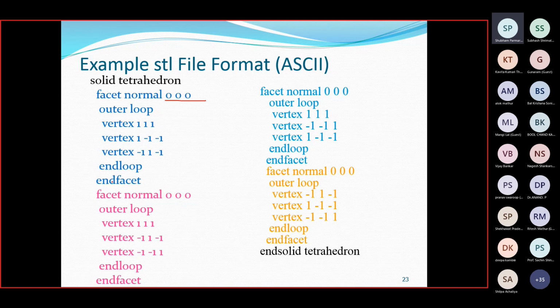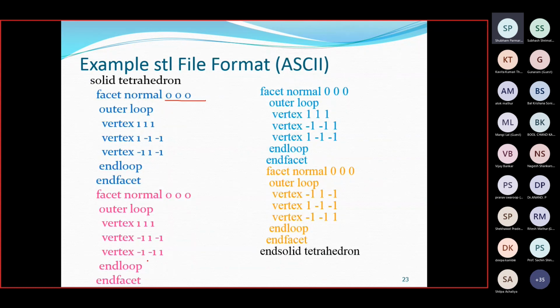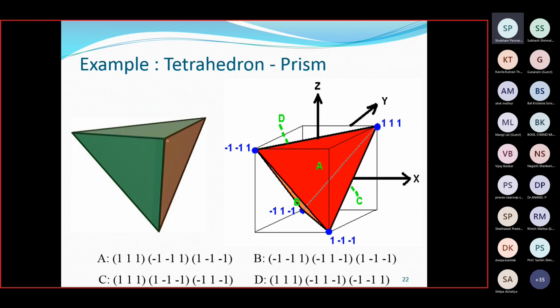So this is for triangle A, this is for triangle 2 or B. This is for triangle C, this is for triangle D, and at last end solid, space, tetrahedron. So this complete code will provide you this CAD model. This is the CAD model, remember, and this is the STL file model that we have generated with this code. So this code you have to write in your .stl file if you are using ASCII encoding, and that will generate this model.